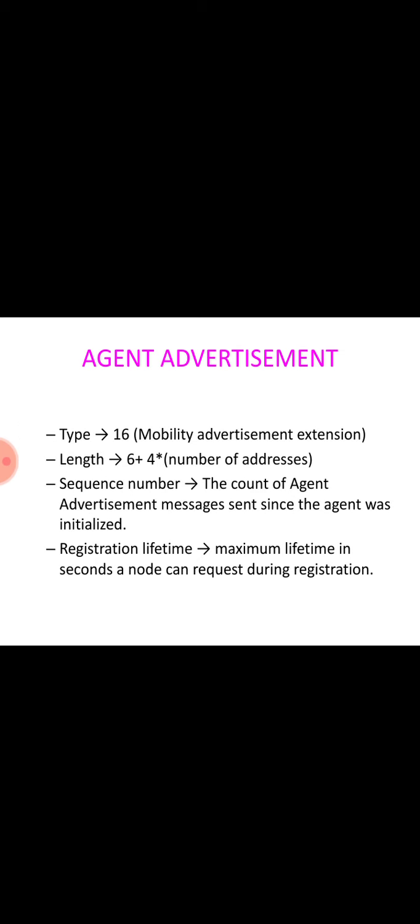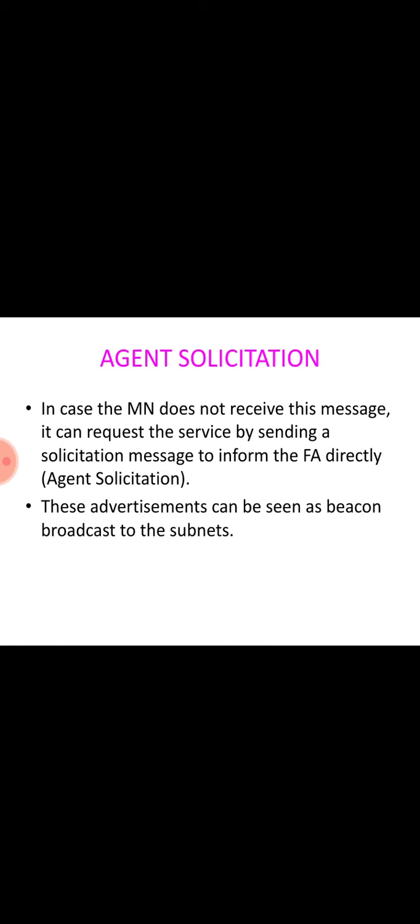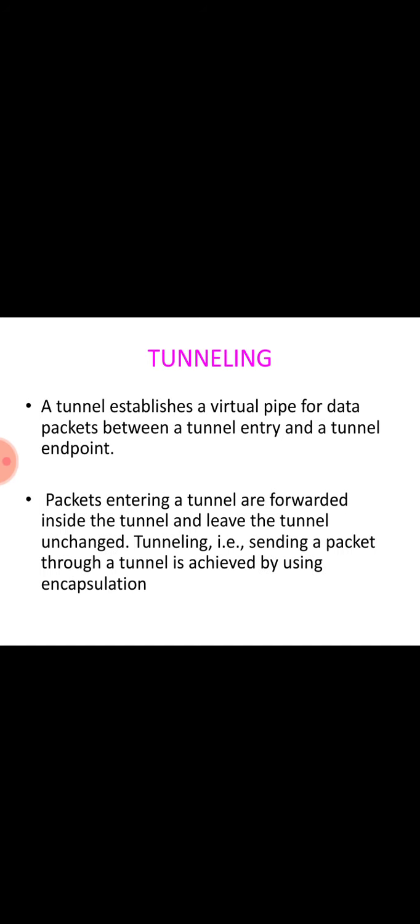And these are the list of fields that are included in the extension for mobility. And in case the MN doesn't receive any of the advertisement messages, it can request the service by sending a solicitation message to inform the FA directly. And these solicitations are again based on RFC 1256 for router solicitations, and care must be taken to ensure that these solicitation messages do not flood the network. But basically, the MN can search for an FA endlessly sending out solicitation messages.